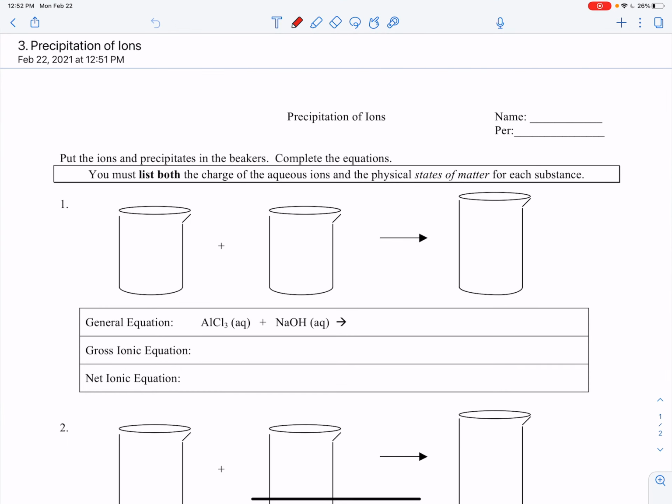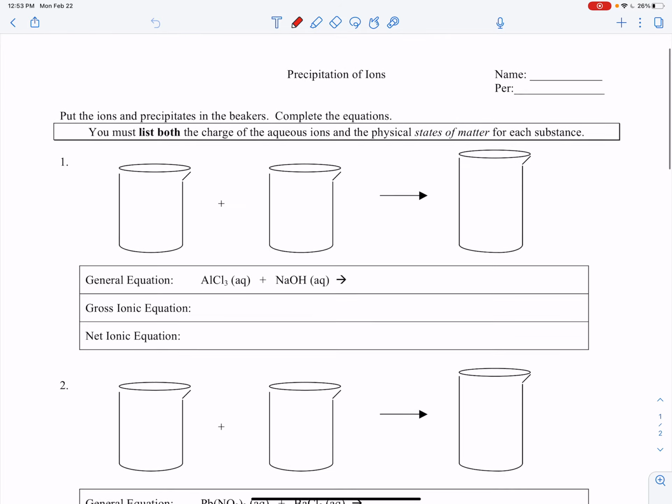All right, I just want to walk you through what you're doing on the two worksheets that you have today. You should have already probably finished the lab or most of the lab, but I want to practice a little bit more with the ideas of that lab and the ideas of double replacement reactions. So your first worksheet is the worksheet on the precipitation of ions.